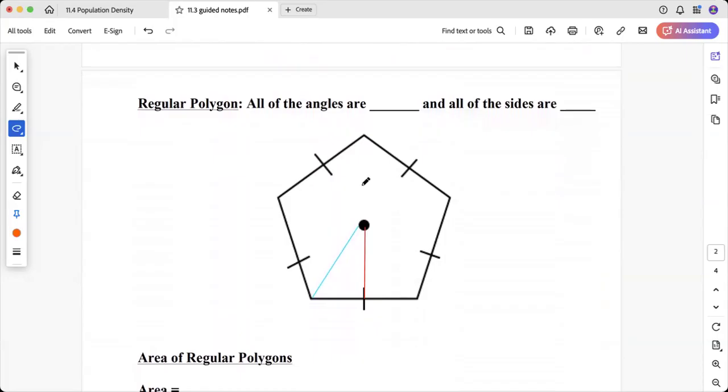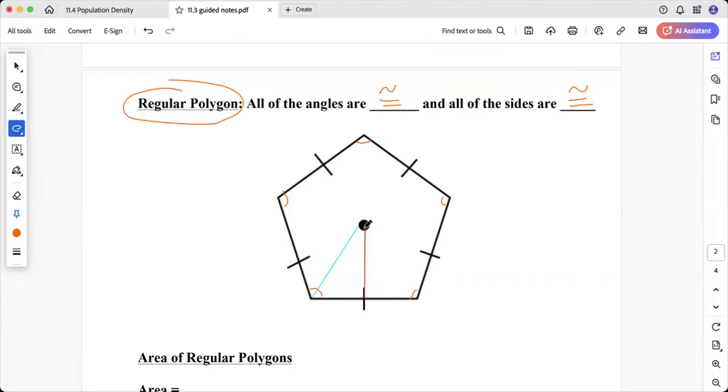Okay, so let's take a look at a regular polygon. In a regular polygon, we know that all the angles are congruent and all of the sides are congruent. That's what a regular polygon is. So here we have this regular polygon. We have 1, 2, 3, 4, 5. All 5 sides have the same length, and all the angles here also have the same measure. These are all congruent.